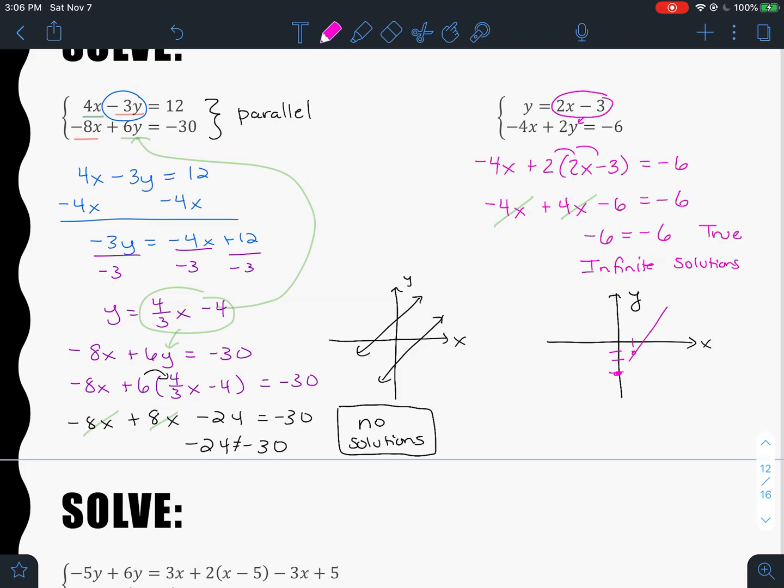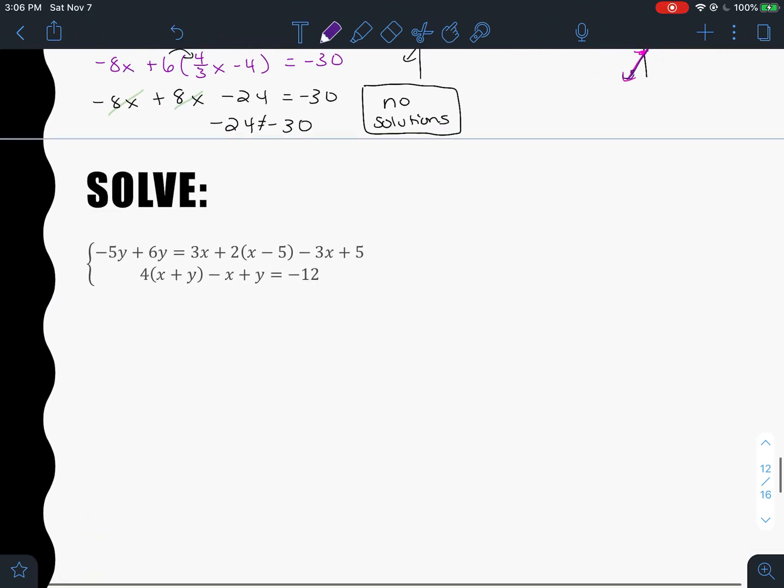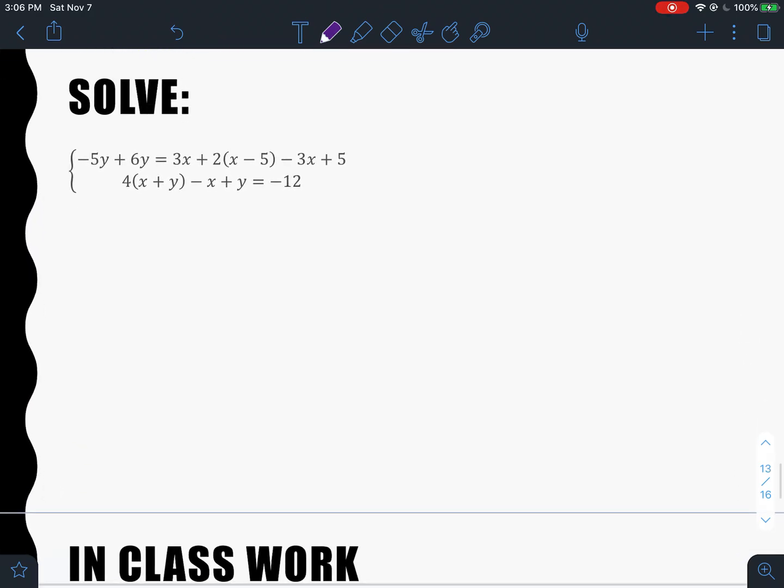So if you were to graph these lines, they would both be 2x minus 3. So both of them would be down 3 and then up 2 over 1. Both lines would be directly on top of each other. So they would both be the line 2x minus 3. So they would have infinite solutions. Every point on that line would be a solution.